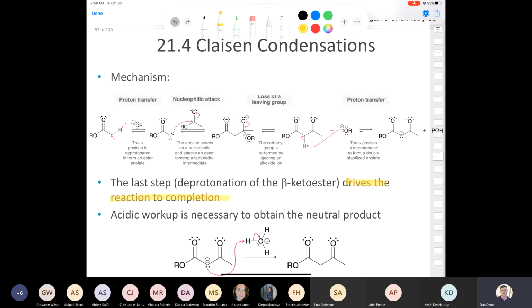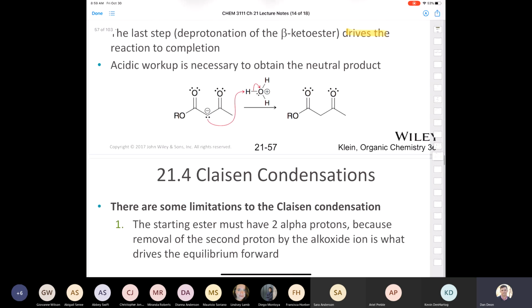And that is why we need a second step, right? The treatment with aqueous acid in order to protonate. And so the first step in this case would be, we'll put here sodium OR, because they're not specifying what the alkoxy group is. And then the second step would be to treat that with aqueous acid, like that. Okay, those are the two steps that are required for the Claisen condensation.